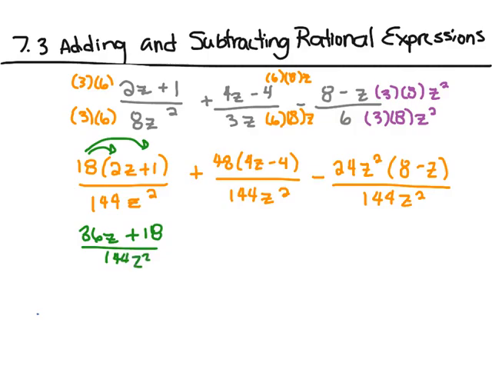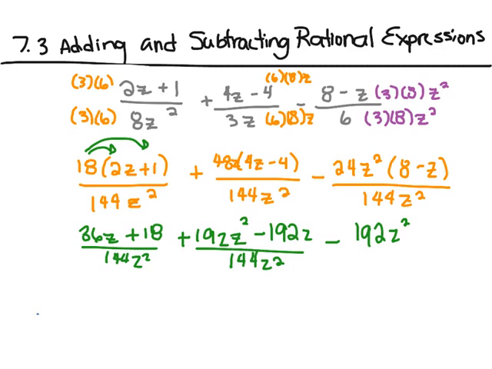plus 192 z's minus 192z squared, sorry, that should have been squared, minus 192z over 144z squared minus 192z squared minus 24z to the power of 3 all over 144z squared.